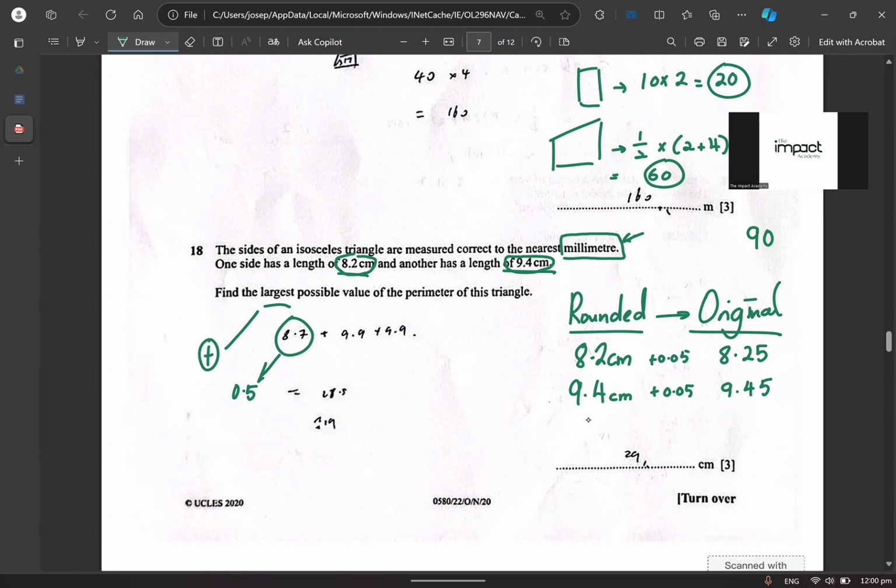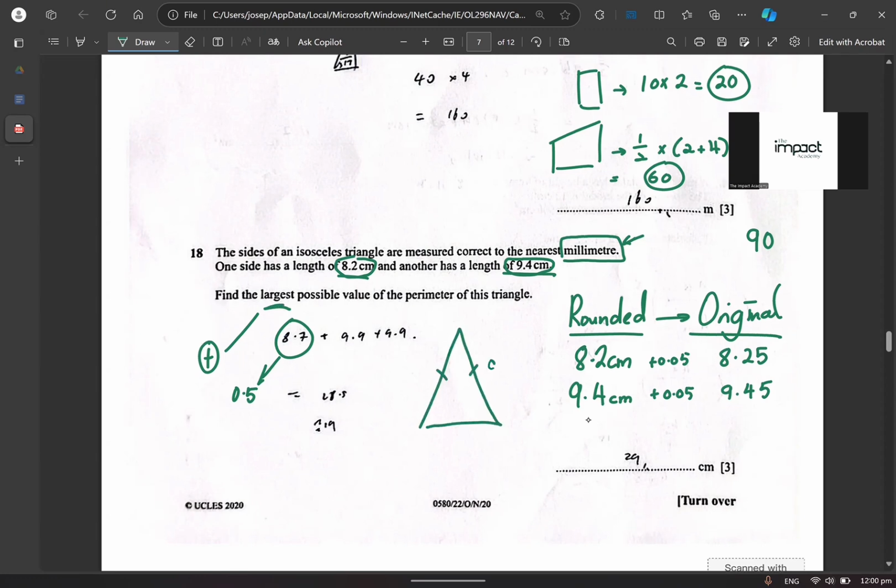Okay, so I want the largest possible. So I will assume that this part and this part is 9.45. True? And then this one is also 9.45. Correct or not? All right, and then after that, the base over here is 8.25. Make sense or don't make sense?